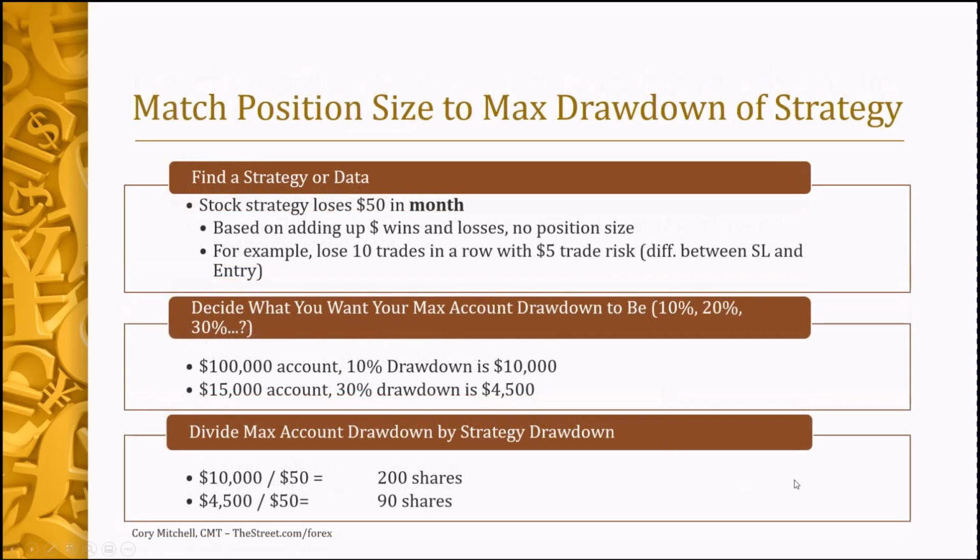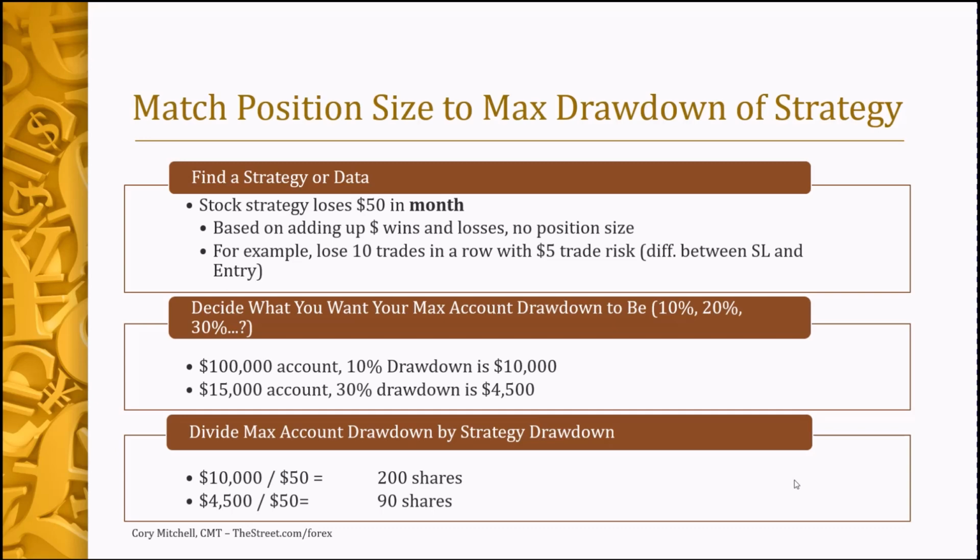We can do it for stocks as well. Assume you're back testing a strategy. You're looking at a strategy in Apple, and the strategy produces $50 in losses a month, and that was its worst period. By that I mean you're just going through and adding up. This doesn't have anything to do with position size yet. You're just adding up the dollars and cents you would have made on the actual price moves.